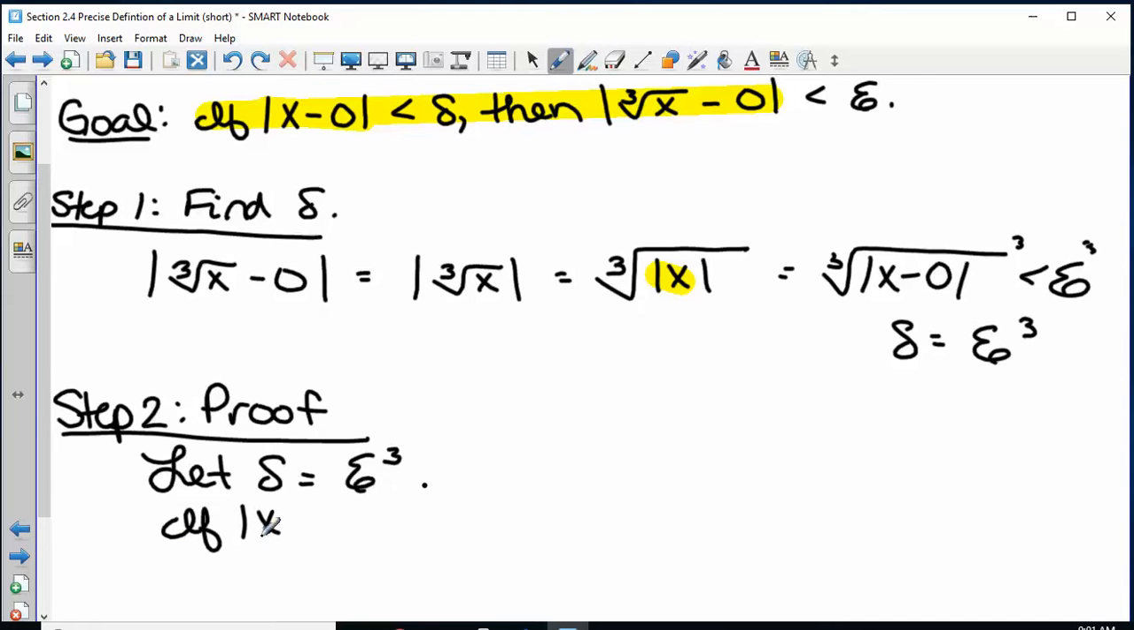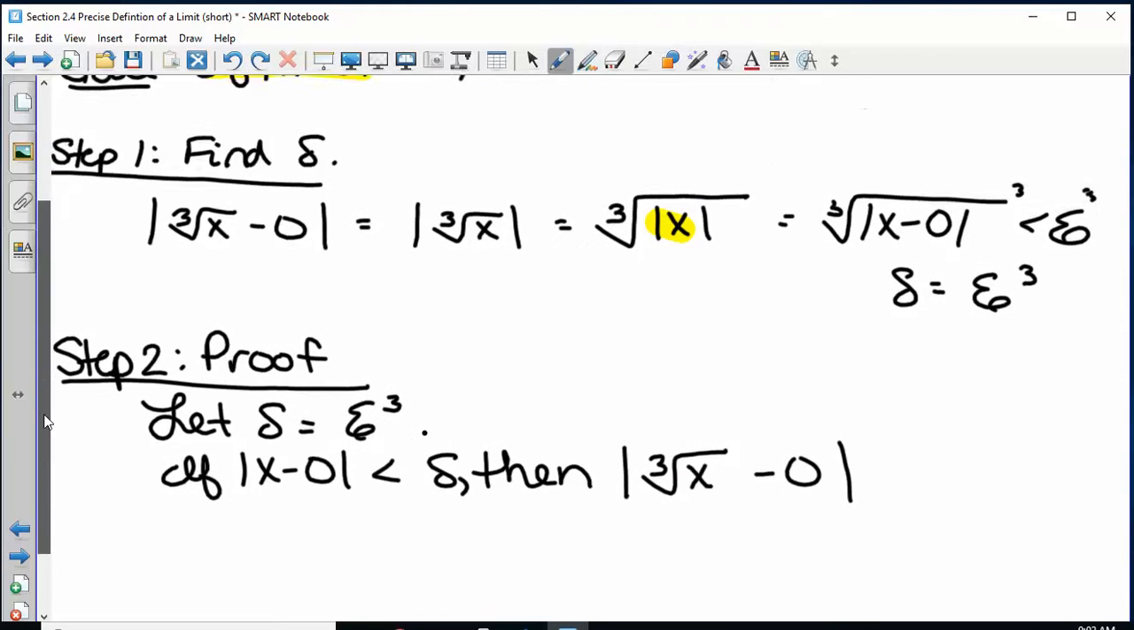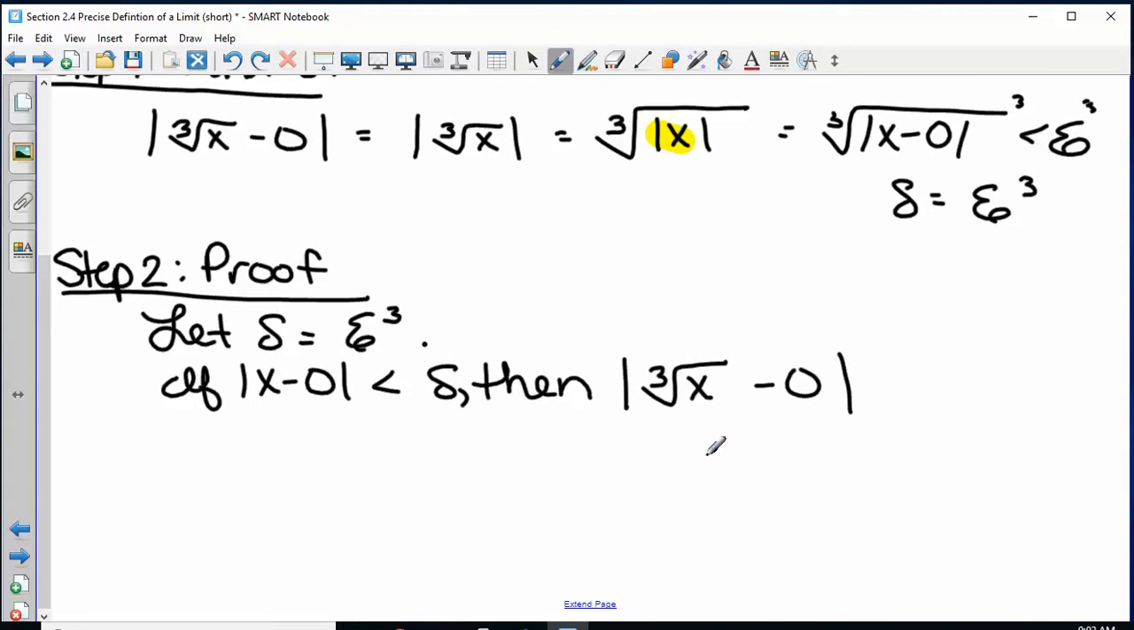So if the absolute value of x minus 0 is less than delta, then the absolute value of the cube root of x minus 0. Okay, we have to work this until we get a less than and an epsilon in there. So working that, it's really just repeating what we already did on the last one. So we know we can drop the minus 0. We can pull the cube root out.